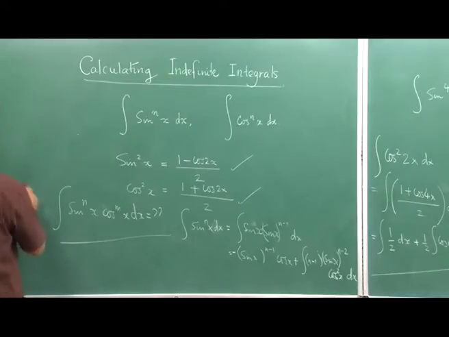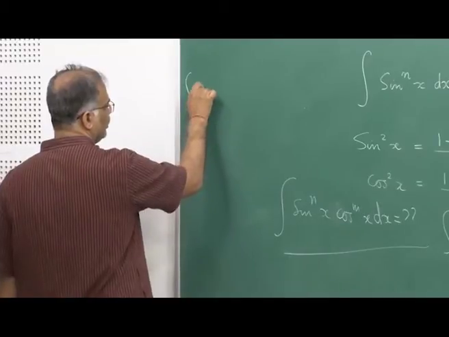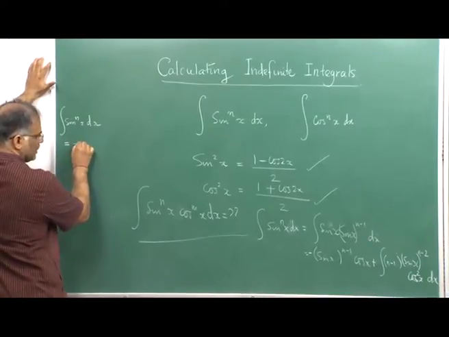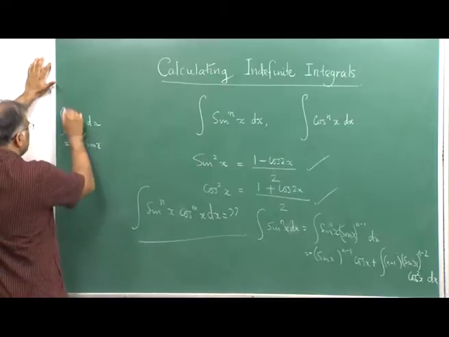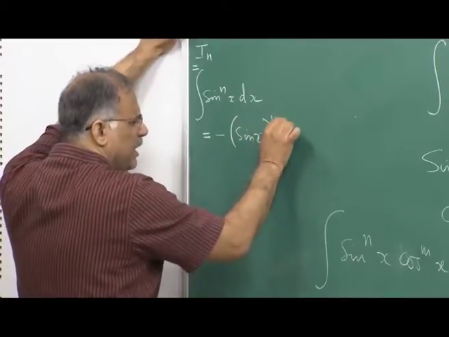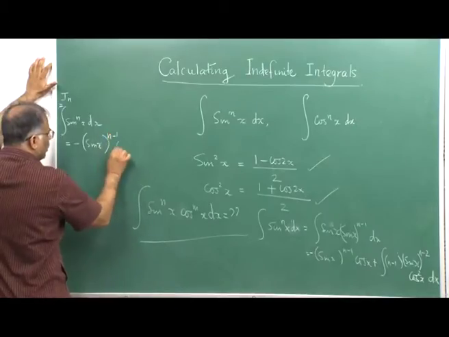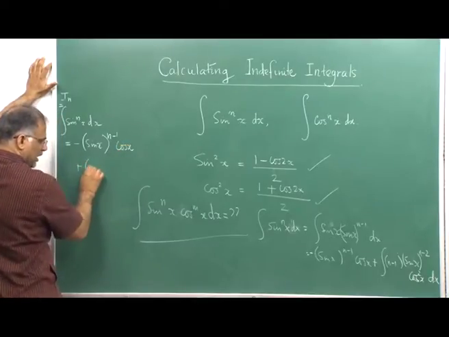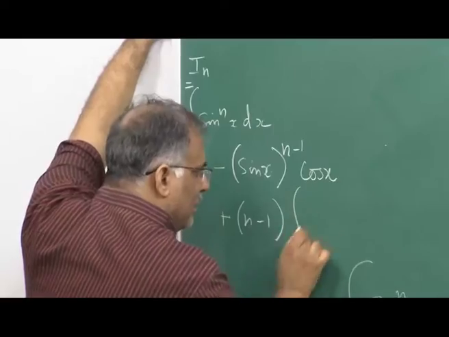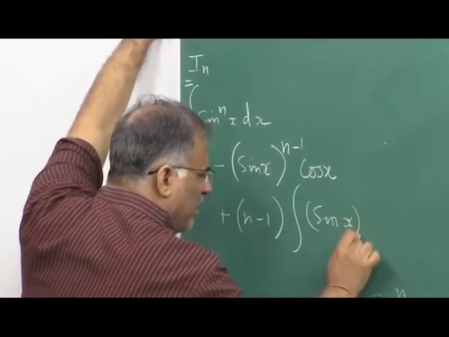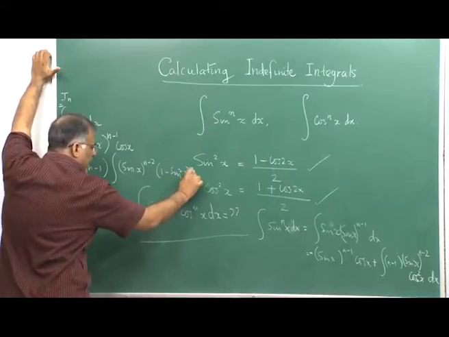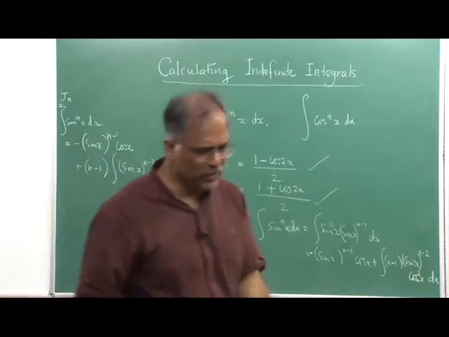So what would happen? I can now write the integral of sin nx dx, this is my integral In, equal to minus sin x to the n minus 1 cos x plus n minus 1 times the integral of sin x to the n minus 2 times cos square x, and cos square x can be written as 1 minus sin square x, and that will give you the recursive relation.